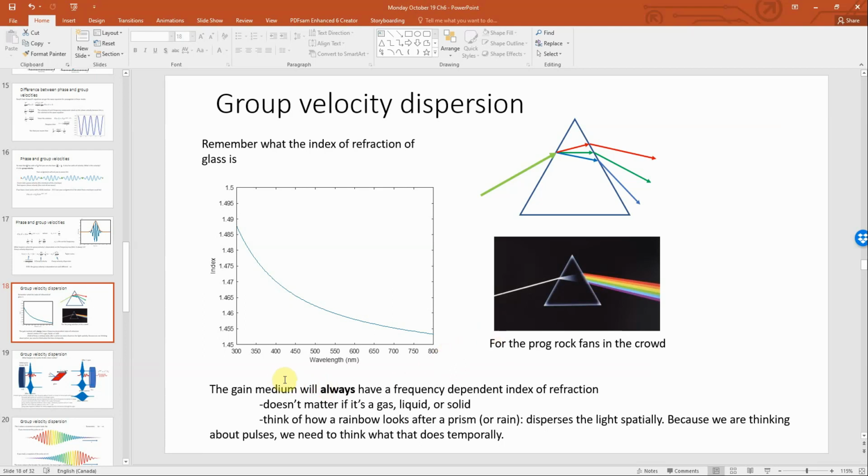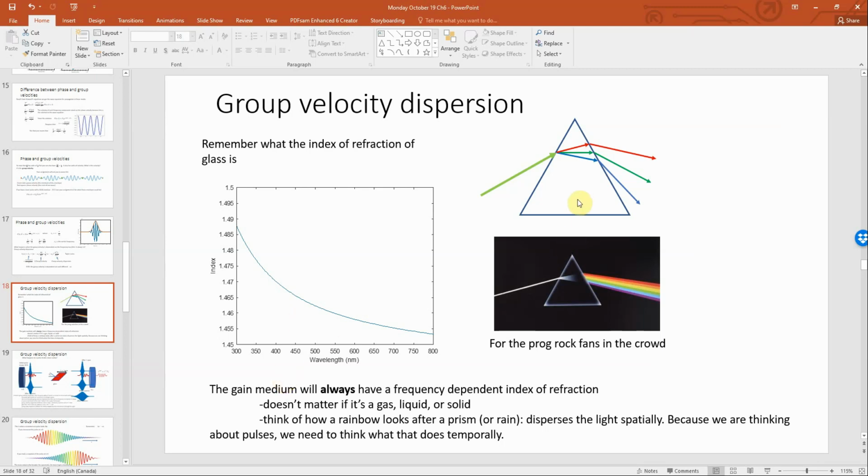A gain medium will always have a frequency-dependent index of refraction. It doesn't matter if it's a gas, liquid, or solid. All gain media have to be something; you can't have a vacuum being a gain medium. So you have to have some kind of gas, liquid, or solid, and because you have some material, it will always have some region where it absorbs, and so you'll always have dispersion.